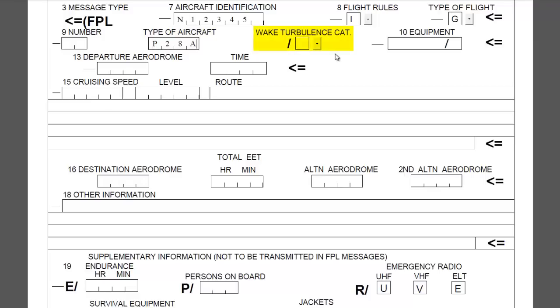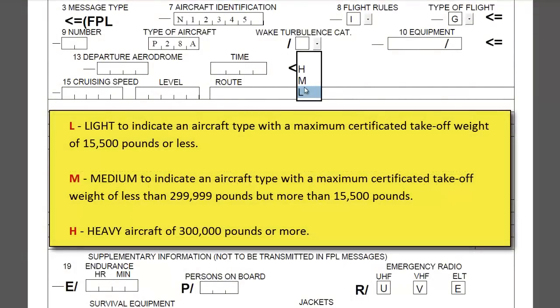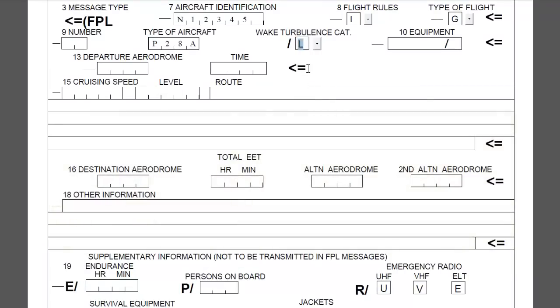We also have a wake turbulence category. The wake turbulence category is dependent on the weight of your airplane. There are three different wake categories. There's light, medium, and heavy. And if you look at the drop-down list right here, we can see the different categories here. So light is to indicate the aircraft type with a maximum certificated takeoff weight of 15,500 pounds or less. So we're going to fall in the light category, so we're going to put an L there.